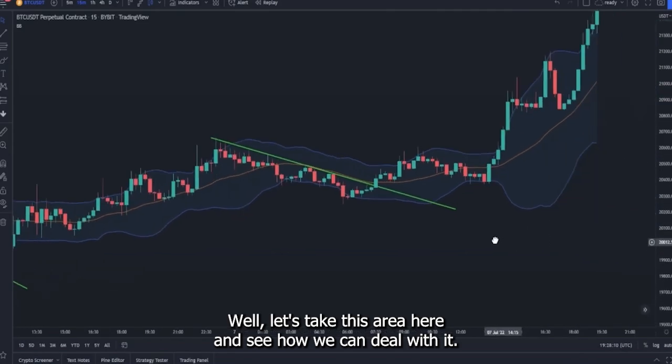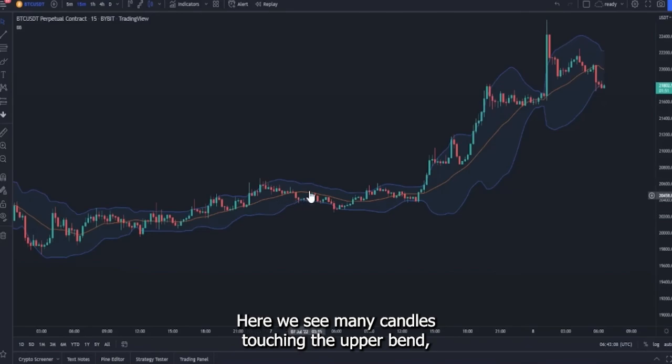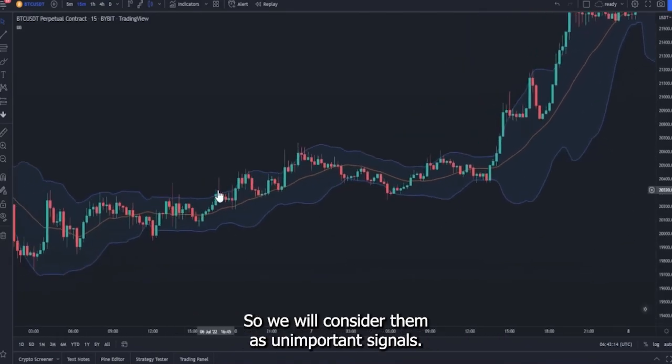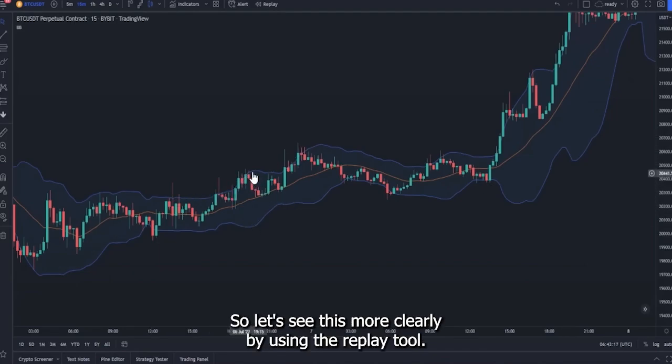Well, let's take this area here and see how we can deal with it. Here we see many candles touching the upper band, but they did not bounce back and touch the lower band, so we will consider them as unimportant signals. But here, on this candle, it looks a little different. So let's see this more clearly by using the replay tool.